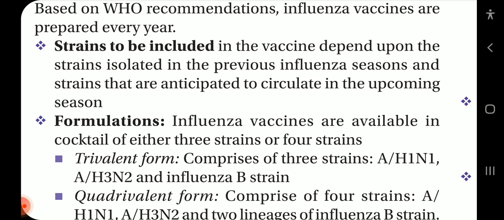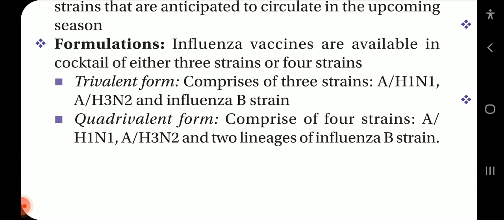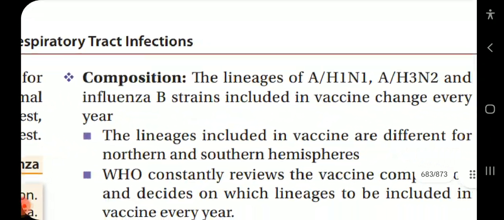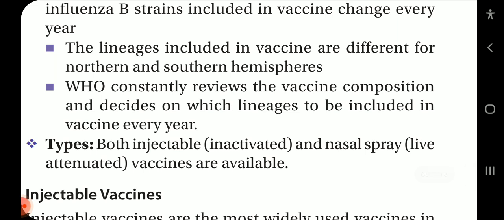Formulations: influenza vaccines are available in a cocktail of either 3 strains or 4 strains. Trivalent form comprises 3 strains: A/H1N1, A/H3N2, and influenza type B strain. Quadrivalent form comprises 4 strains: A/H1N1, A/H3N2, and 2 lineages of influenza B strain. Now the composition and lineages of A/H1N1, A/H3N2, and influenza type B strain included in the vaccine change every year. The lineages included in the vaccine are different for northern and southern hemispheres.